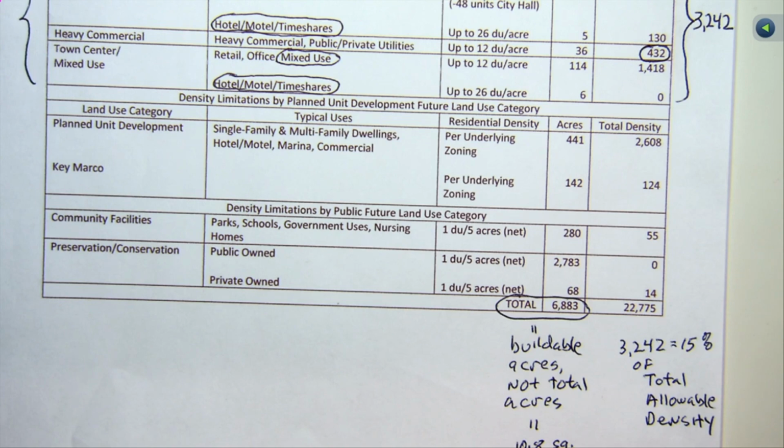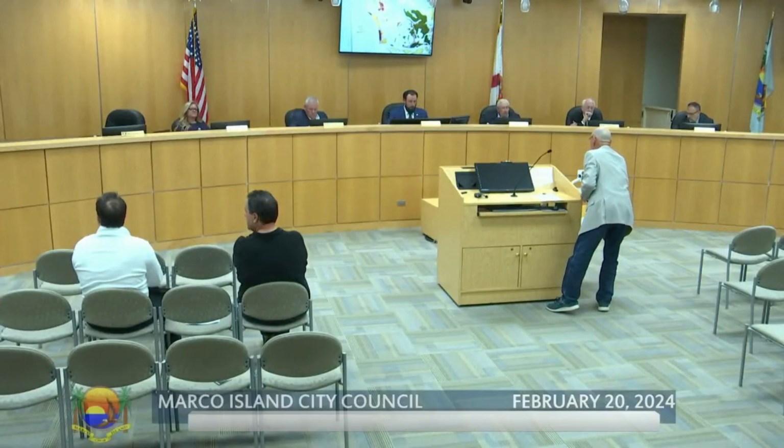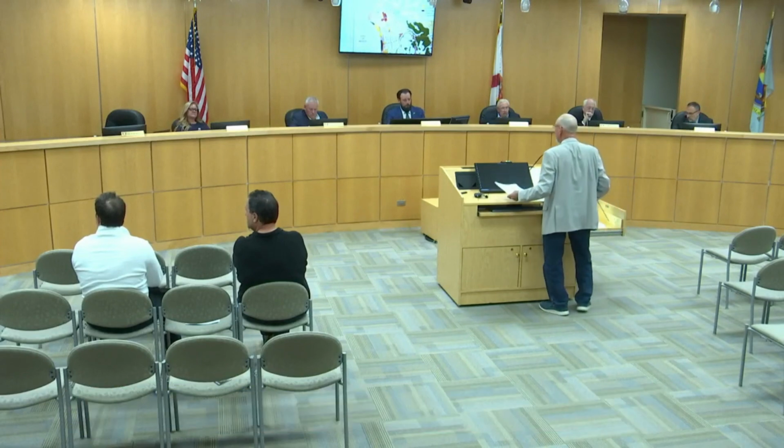And of those 6,883 acres, there are 22,775 available dwelling units, okay? And when you're talking about density, you're really talking about dwelling units, which is another thing that they're kind of used interchangeably, but density is really a reflection of the number of dwelling units. I just wanted to kind of show another thing, and I want to switch charts. I think we can leave this up.